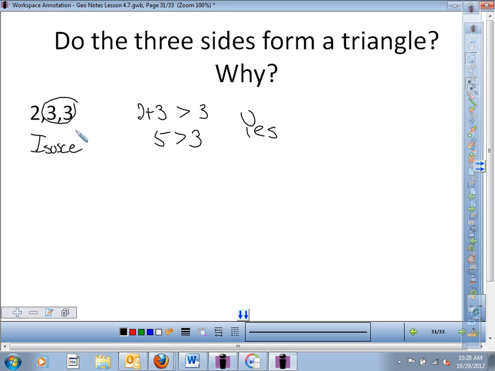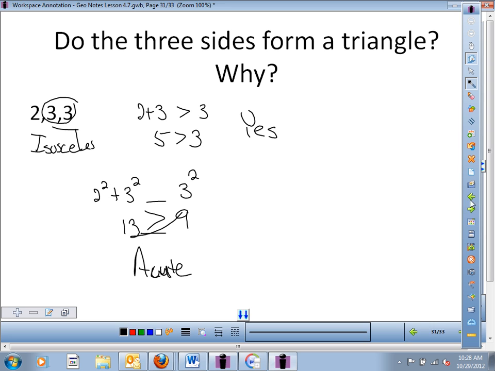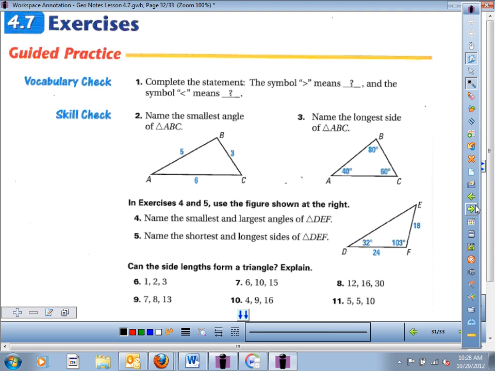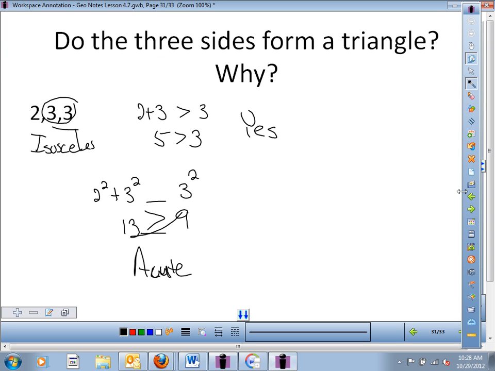But if we want to classify it by angles, we have to go 2 squared plus 3 squared. Compare that to 3 squared. That's 9 and 4. That's 13. That's 9. 13 is greater than 9. So if our a squared plus our b squared is greater than c squared, this guy is going to be acute. So this triangle ends up being acute isosceles, and we could tell it was isosceles just by looking at two equal sides. The rest of these with no equal sides are all scalene. Right?